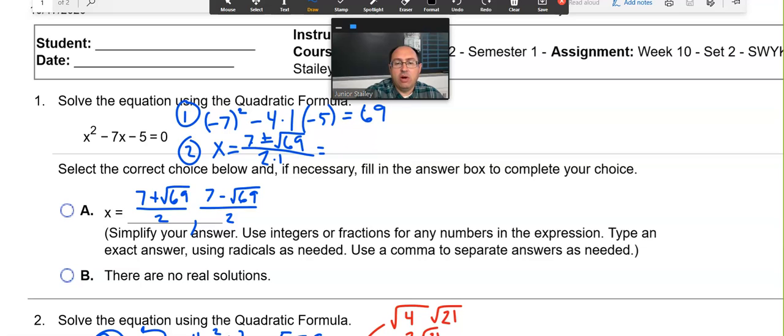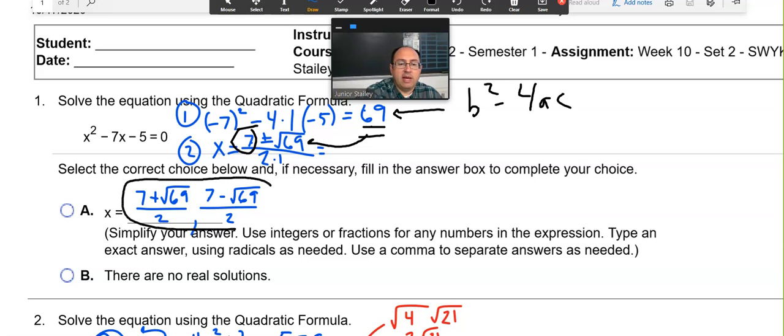So b squared minus 4ac, remember that's my first step, b squared minus 4ac. That's the discriminant. And in this case, I ended up with positive 69. And that value goes underneath the radical. And I have the opposite of b, plus and minus the square root of the discriminant, all over 2 times a.